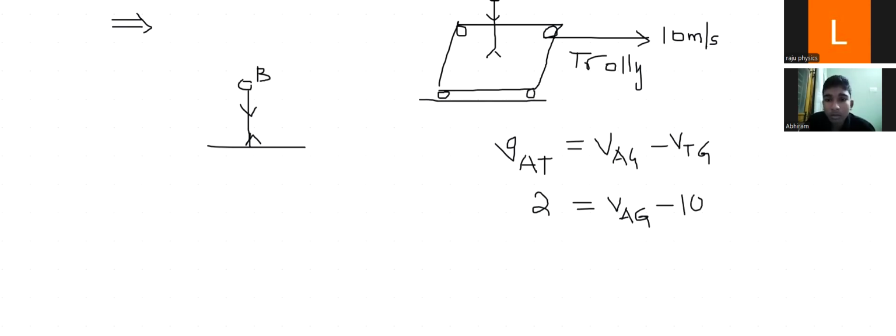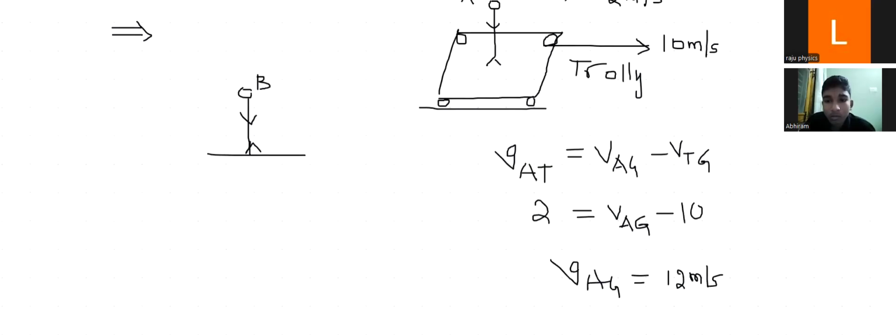So what is the velocity of A with respect to the ground? 12 meters per second. Yes, 12 meters per second. But this is not my answer. My answer is, what is the relative velocity of A with respect to B? So what is the formula? VAG minus velocity of B with respect to the ground.